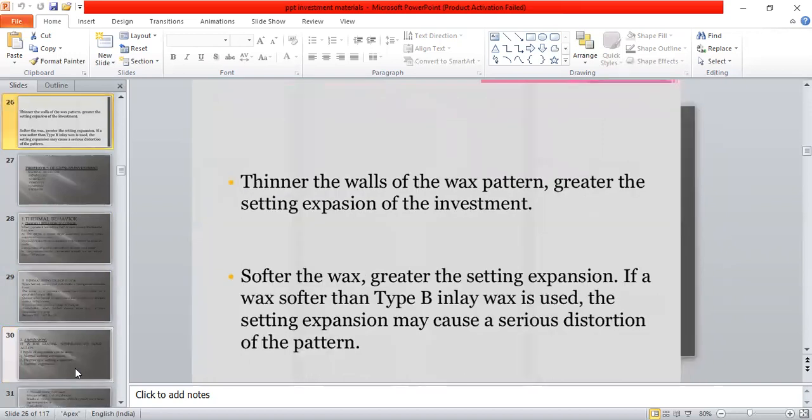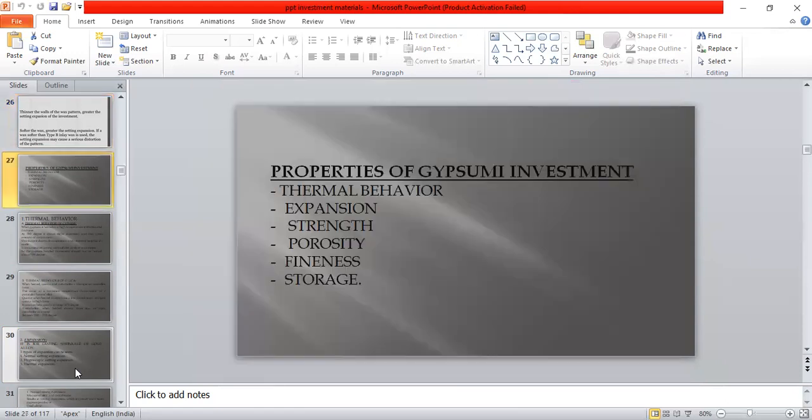Another property of the gypsum bonded investment material is that the thinner the walls of the wax pattern, the greater the setting expansion of the investment. Then the fourth property is that the softer the wax we are using in gypsum bonded material, the greater will be the setting expansion.